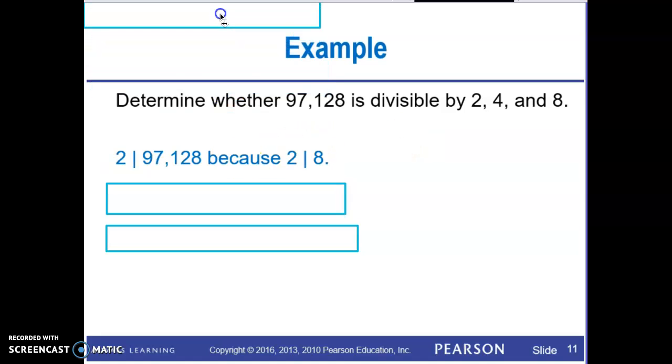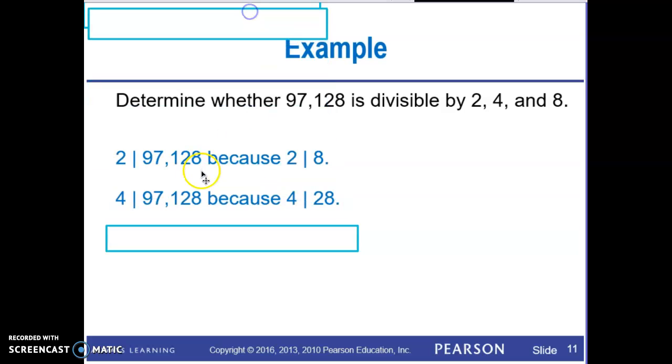Okay, for 2, 2 does divide 97,128 because 2 divides 8. Remember, for 2, you only have to look if the last digit is even. All right, how about 4? Well, 4 divides 97,128 because 4 divides 28. 4 times 7 is 28.